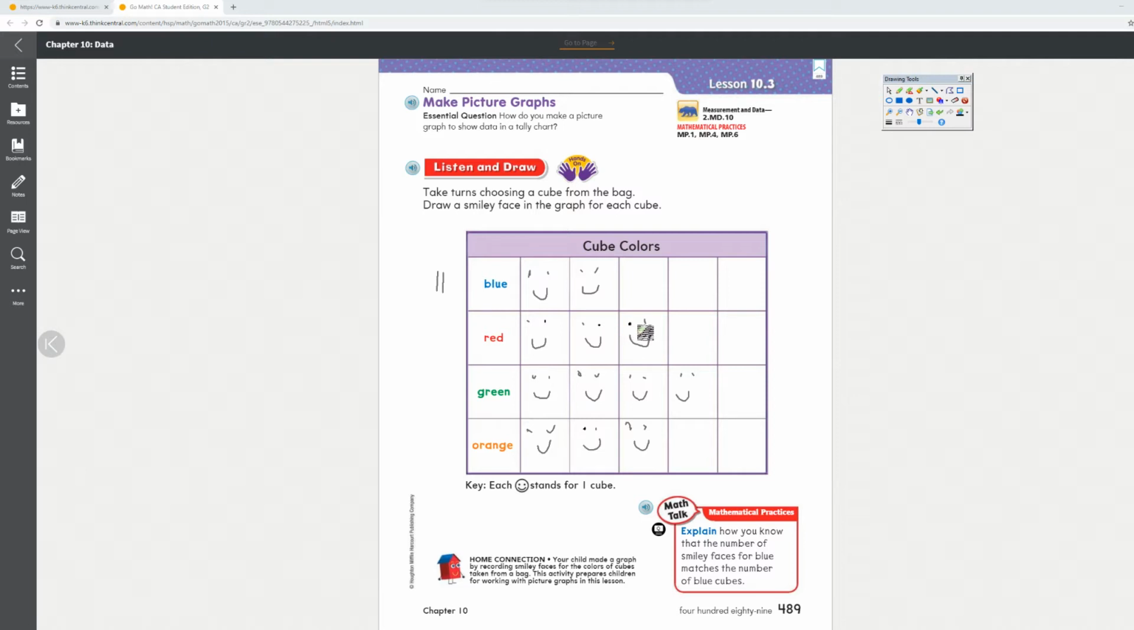Next to red, we have three pictures of the smiley faces, which could be the same as three tally marks. For green, we have four smiley faces in the green category, so we can do four tally marks. And for orange, we have three smiley faces, so we can do three tally marks. That is also the same as 2 for blue, 3 for red, 4 for green, and 3 for orange. So these are three different ways of saying the same thing. Two pictures, two tallies, the number 2, and so forth for each example.